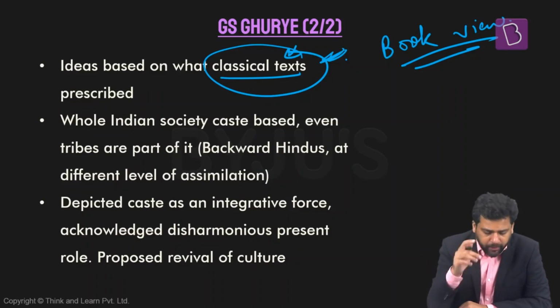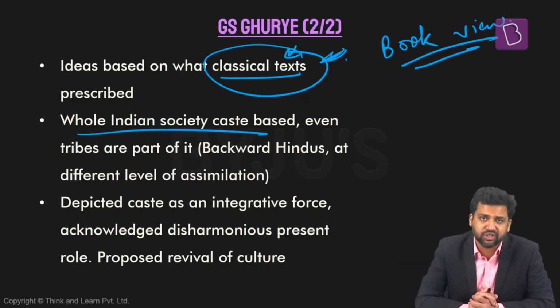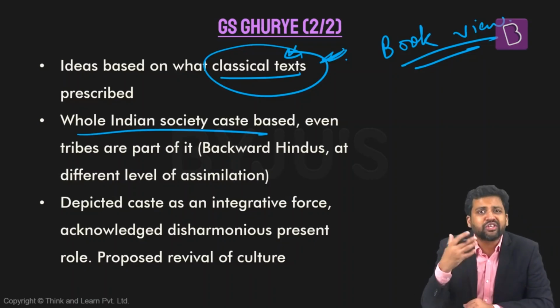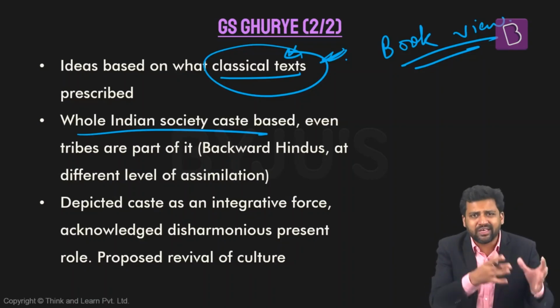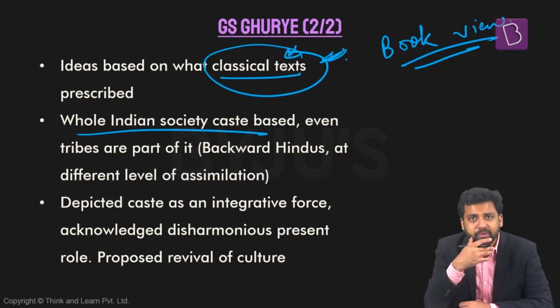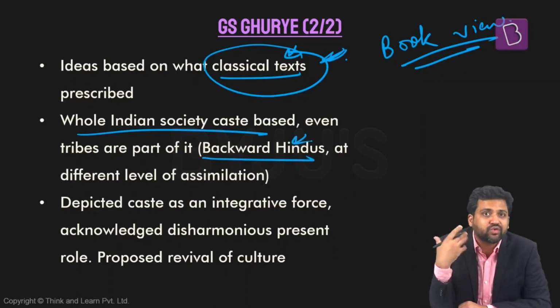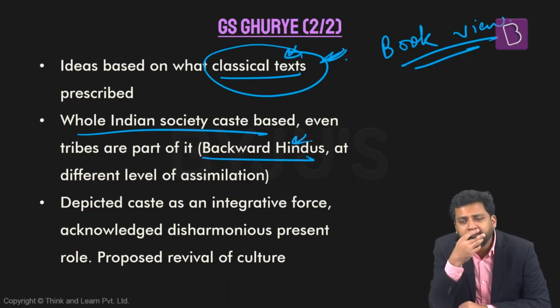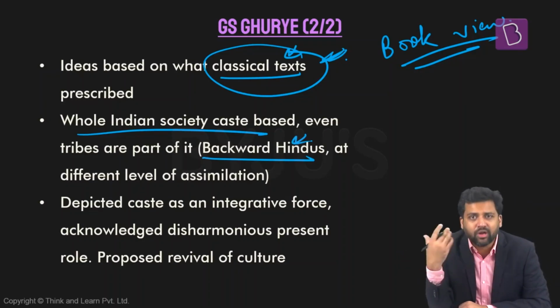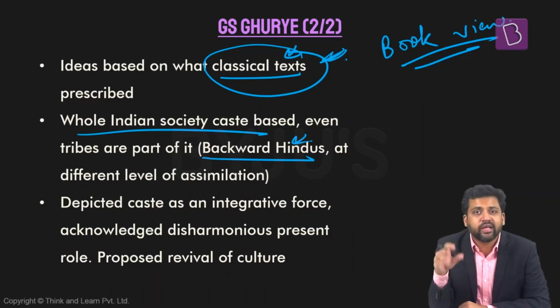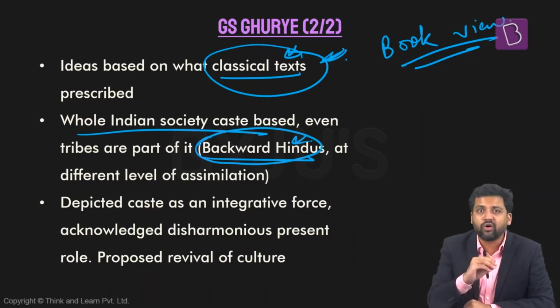Another thing, Ghurye assumes that the entire Indian society is caste-based, which also implies that those who are staying in the forest, away from people in cities and villages, those who are staying in inaccessible territories, for example, the tribal members, are also part of this caste-based society. In fact, he uses the term backward Hindus for the tribal members. What he's trying to say is that members of different tribes in India, some have assimilated into Indian society, some have not completely assimilated, some are completely away. So different tribal members are at different degrees of assimilation. But at the end of the day, they're Hindus. This is what Ghurye is saying. So he uses the term backward Hindus for tribal members.